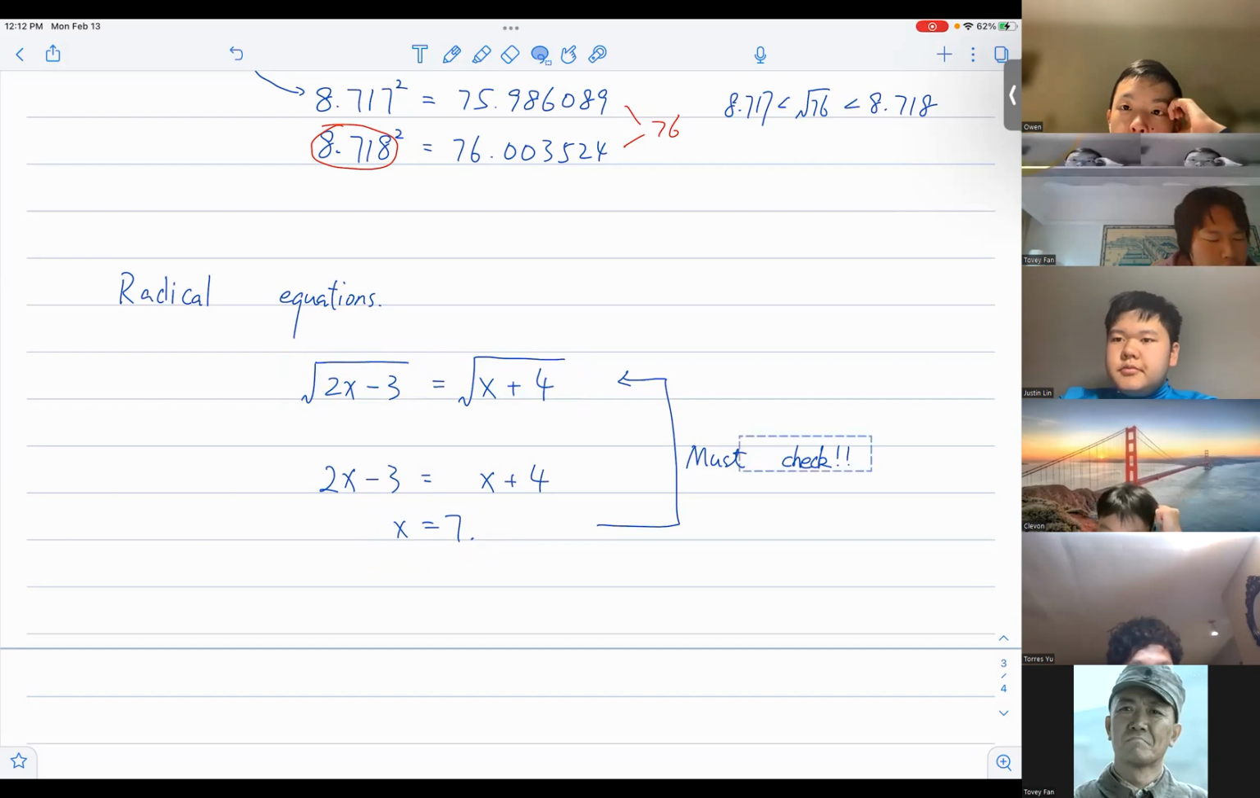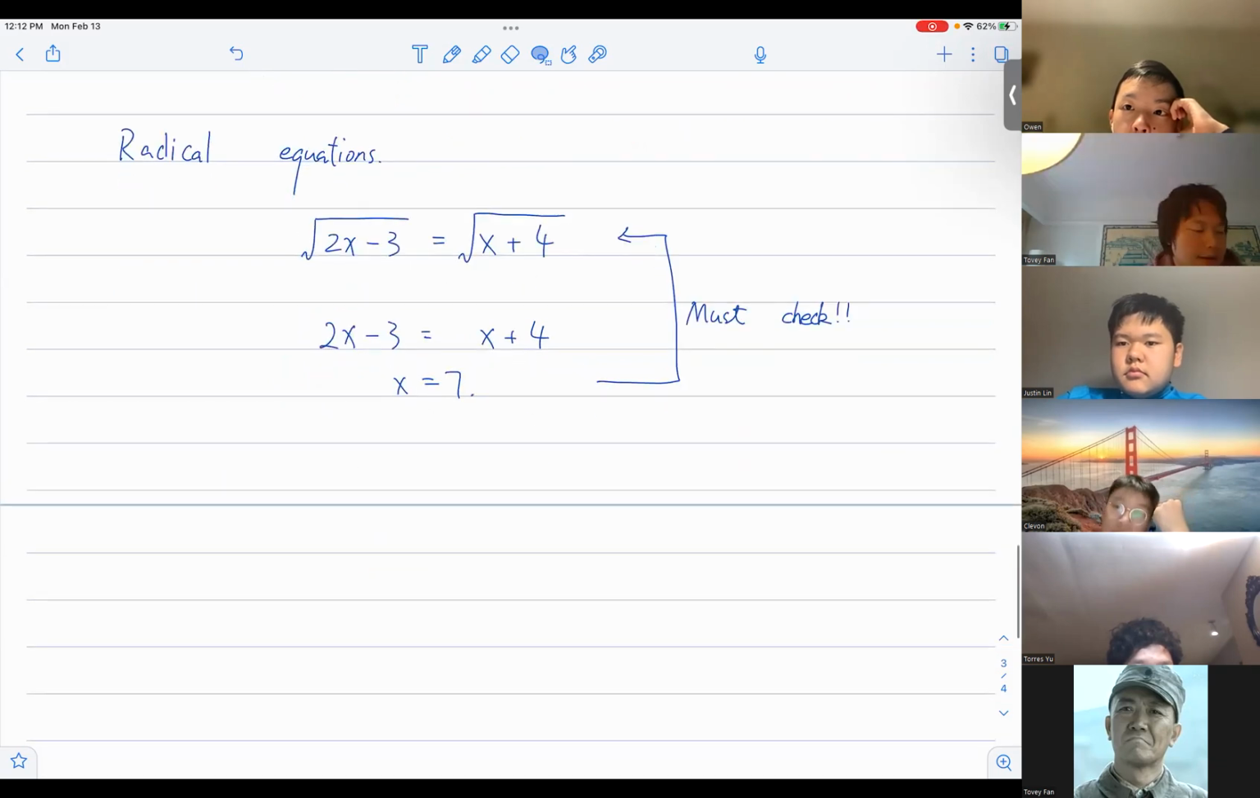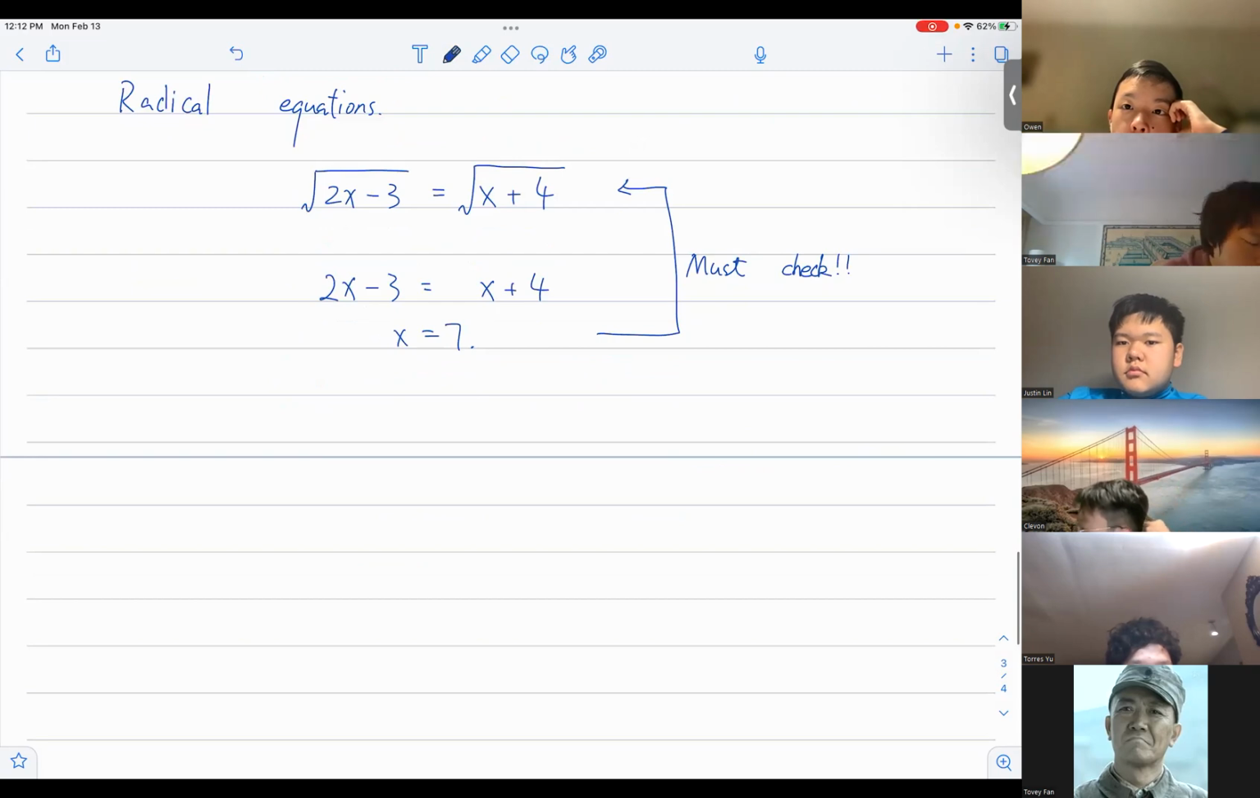So you must check the solution. And also in your school exam, if you didn't check your solution in radical equations, you will lose marks for it, okay? Must check your solution, because sometimes you might have negative values here. Okay, I can give you some more examples and we will see.